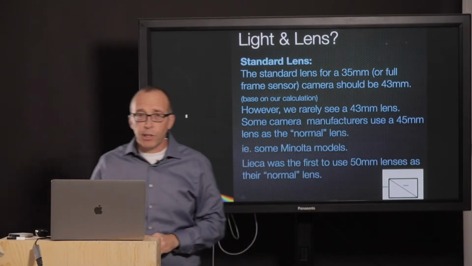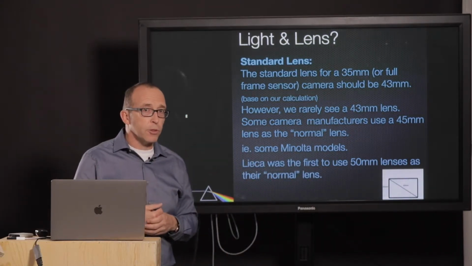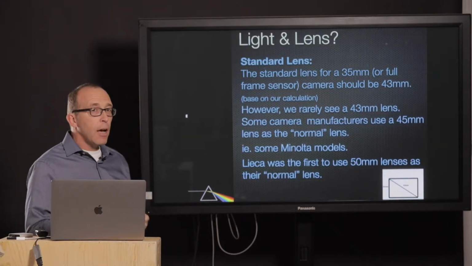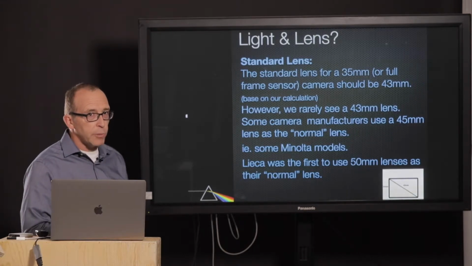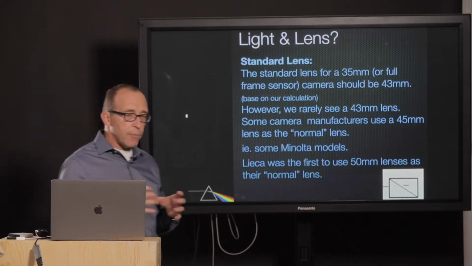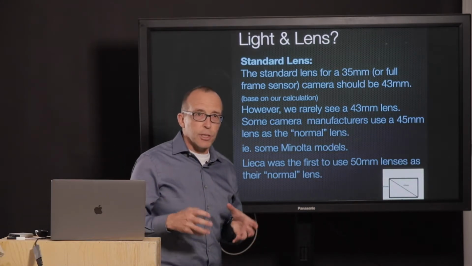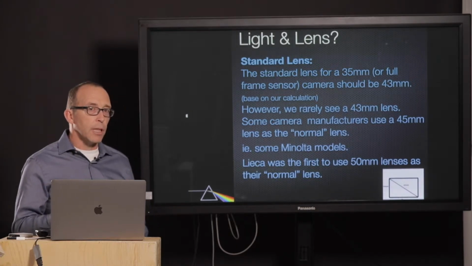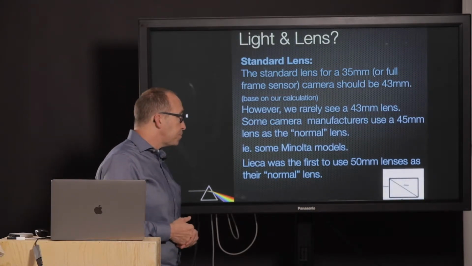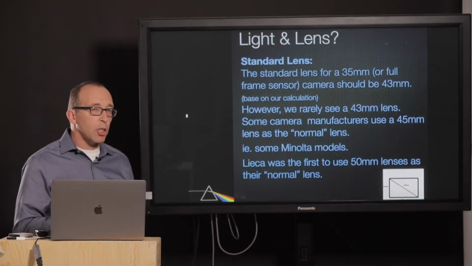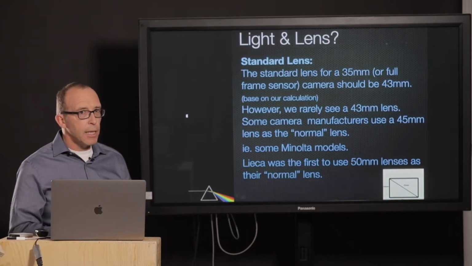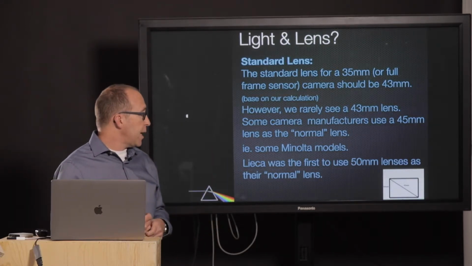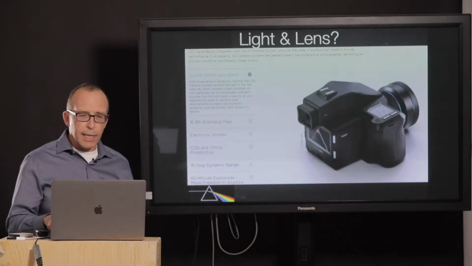Now, I've been involved with photography for over 25 years, and I've never seen a 43 millimeter lens. However, I have seen a 45 millimeter lens. When I was a student here in the program, we used to have Minolta cameras, and the normal lens, the standard lens that came with that camera when you bought it, was a 45 millimeter lens. However, on most cameras the normal lens is something close to that, a 50 millimeter lens. And in fact, Leica was one of the first manufacturers to start using a 50 millimeter lens.